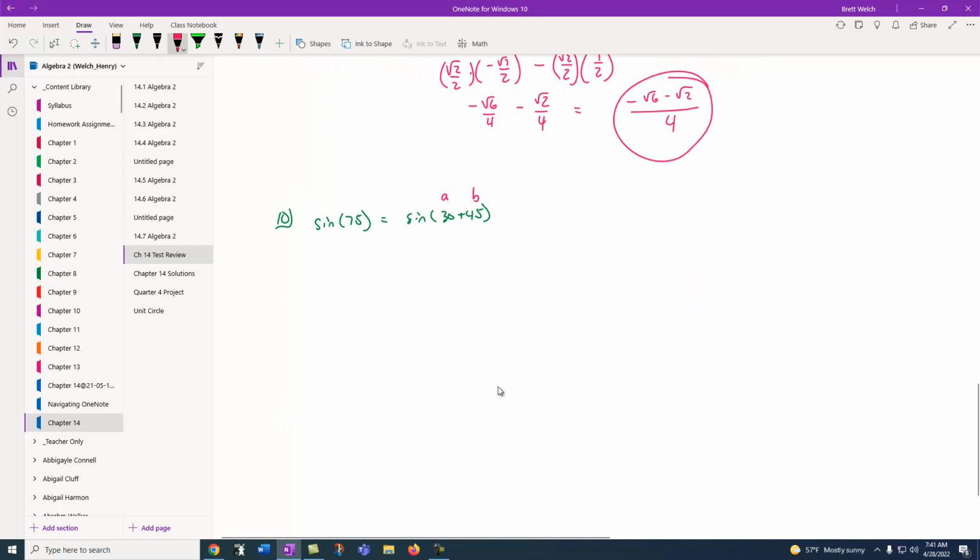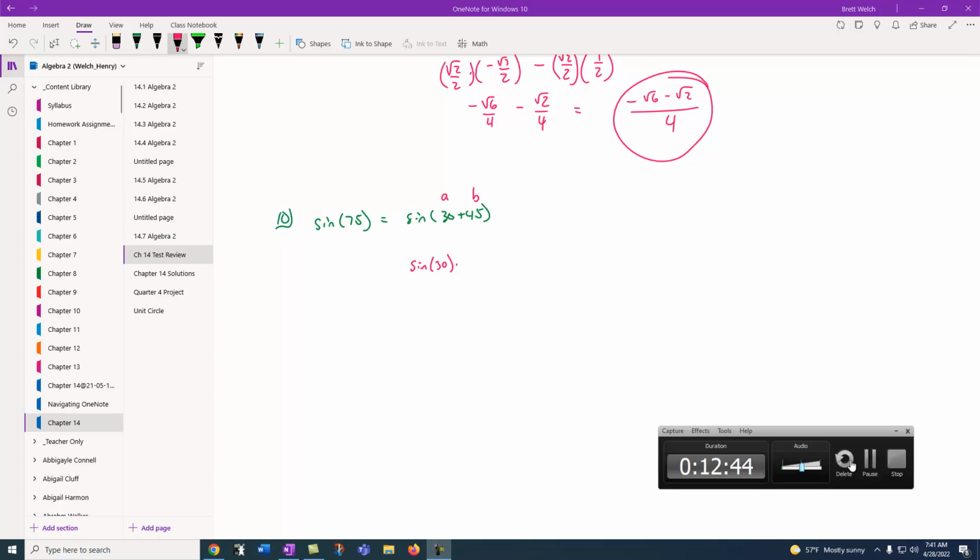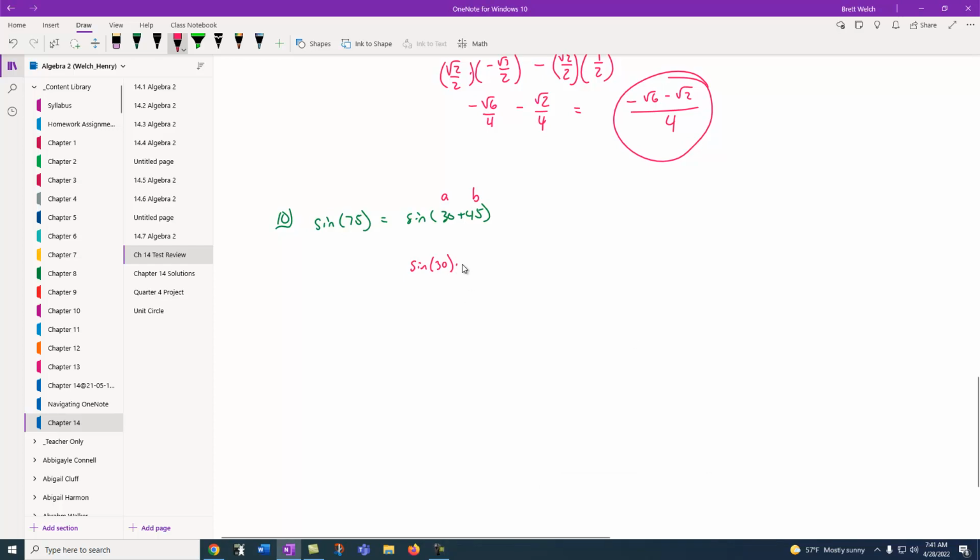Similarly, for number 10, for the sine, it's the sine of the first thing, 30, times cosine of the second thing, 45. Now, because this is plus, the sine rule says we're going to add. We're going to stick with that sign. And now we're going to do cosine of the first thing, 30, times sine of the second thing, 45.